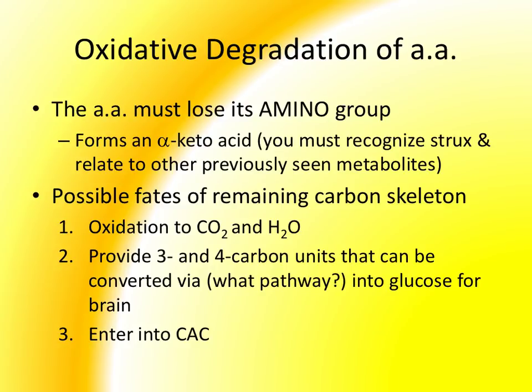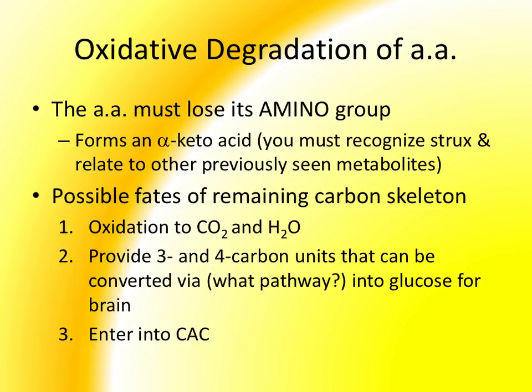Before we do pretty much anything, you've got to get rid of that amino group. Then we have different fates for the carbon skeleton. One is you can use up everything you can to ultimately make the carbons down to carbon dioxide, like what we did with the fats, when we kept breaking them down until it gets to acetyl-CoA, which then can go on to make carbon dioxide. We can also provide three to four carbon units, chopping them up into little pieces that can be converted via a pathway we'll talk about into glucose for the brain. Or you can have them enter into the citric acid cycle, which we already hinted at.